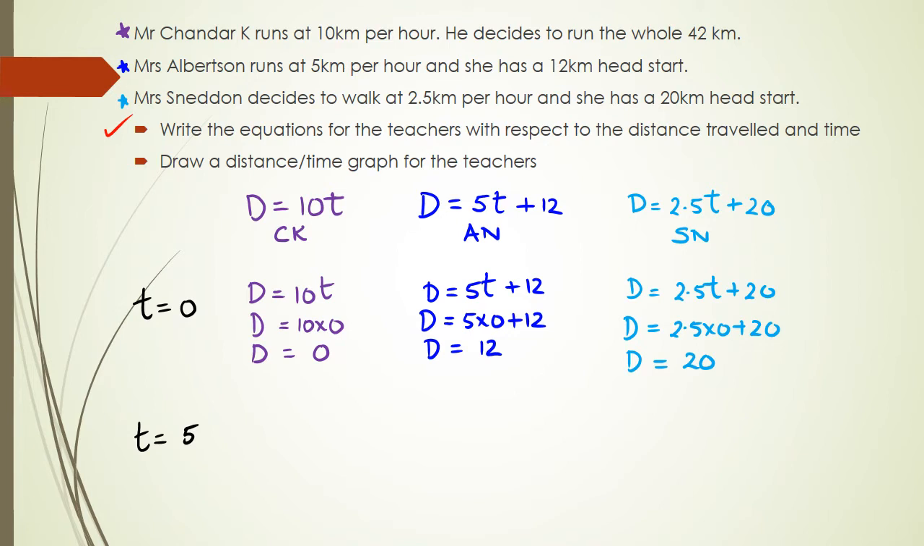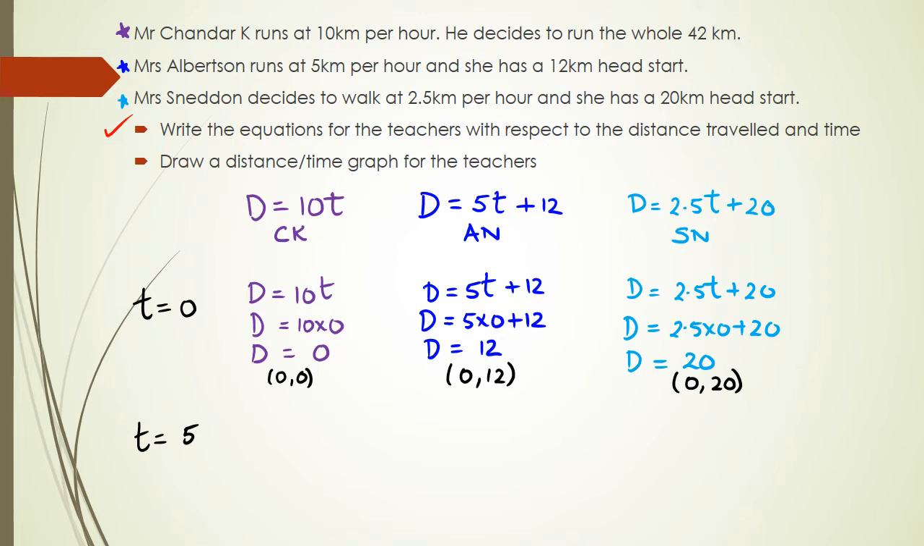So the points that we're looking at for Mr. Chandikay is (0, 0). That's one of them. For Mrs. Albertson, it's (0, 12). And for Mrs. Sneddon, it's (0, 20). Okay, so that's the first point we discovered for each of the teachers.